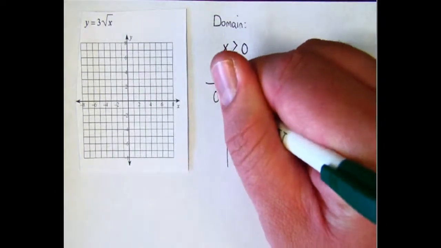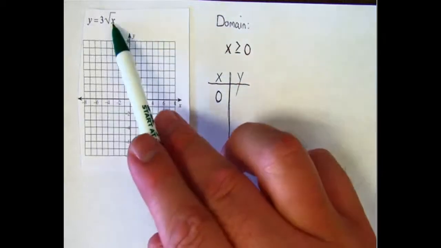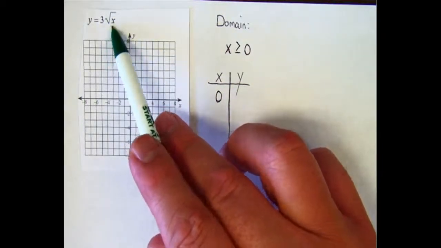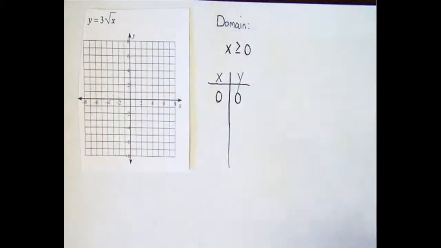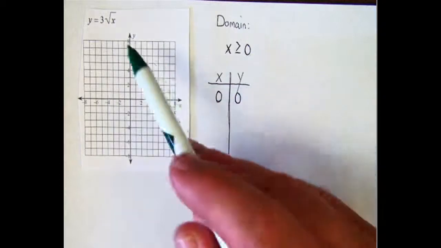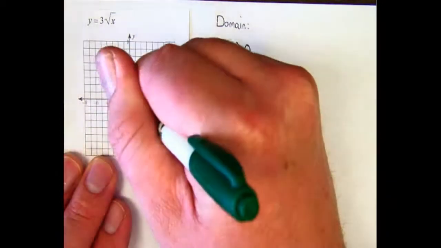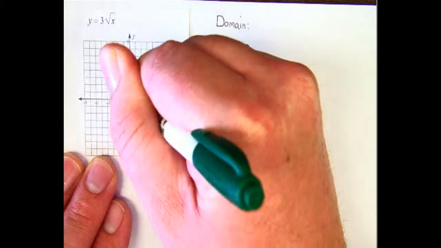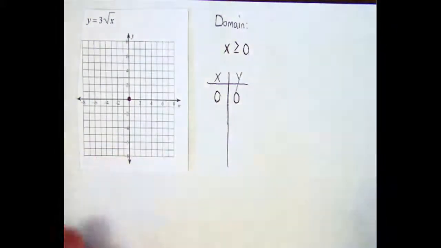So let's substitute 0 in for x. When we do that, the square root of 0 is 0. 3 times 0 is 0. And so there's one of our points. So I took whatever value was there for my domain, substituted that in for x, and that's my very first point that goes right there at 0, 0. Nice and easy to graph.